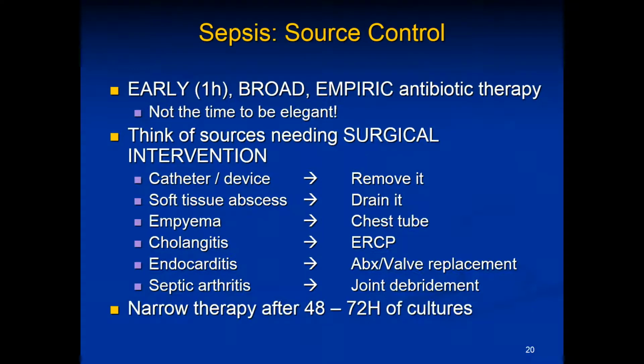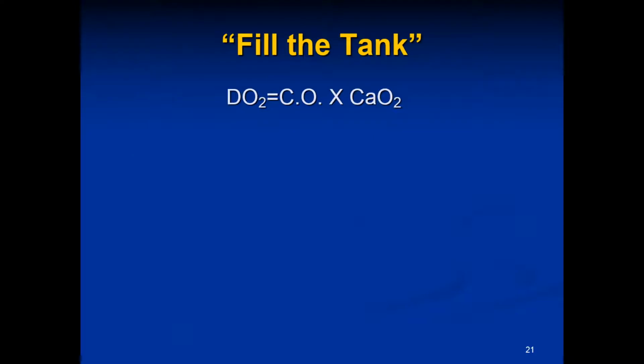And then once we know the pathogen, we can narrow therapy appropriately after we have culture data or have a better idea of what the infection is and what the process is and how to treat it. So source control is critical. As I mentioned, how do we think about fluids? What do we do? What's our approach now in light of the data that I showed you?